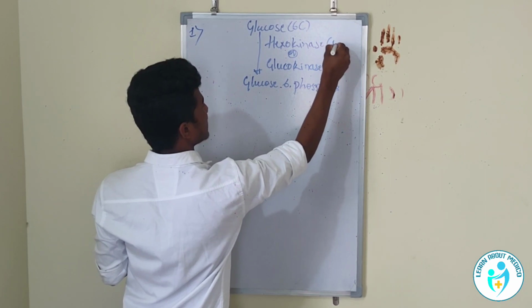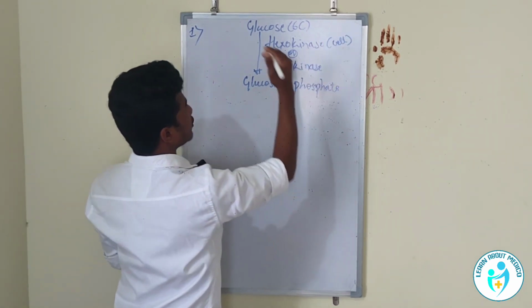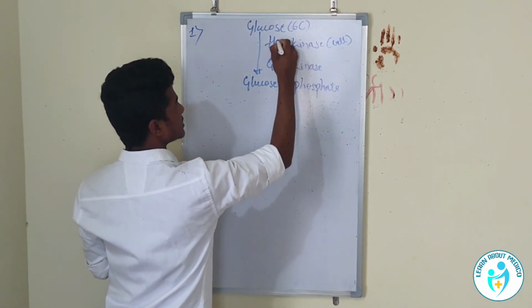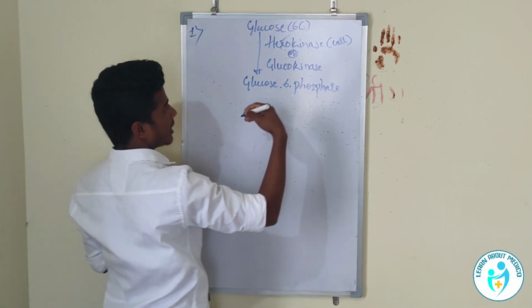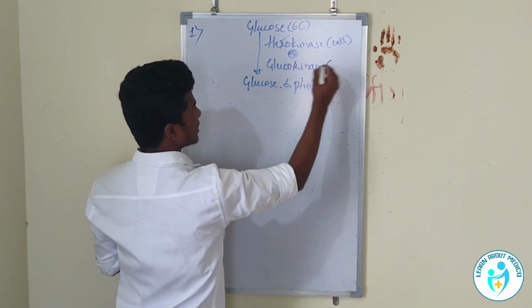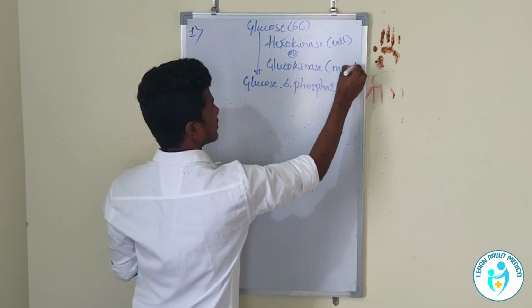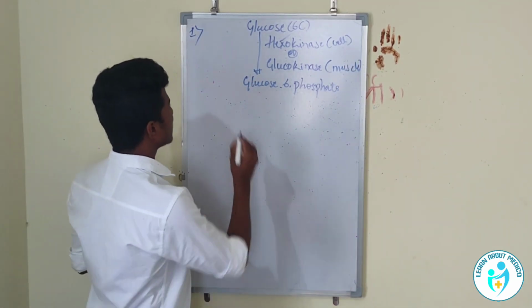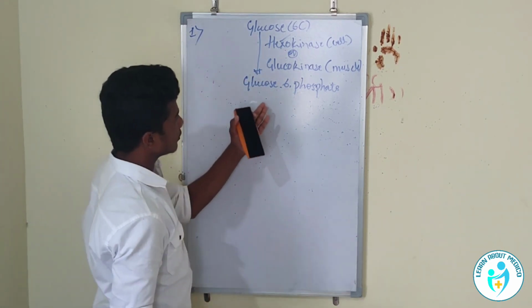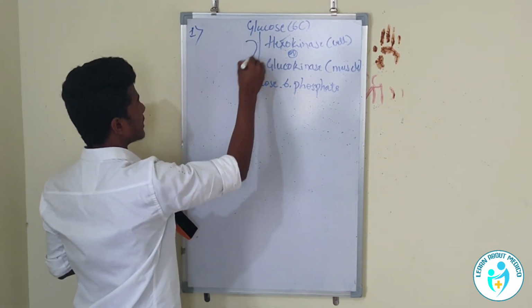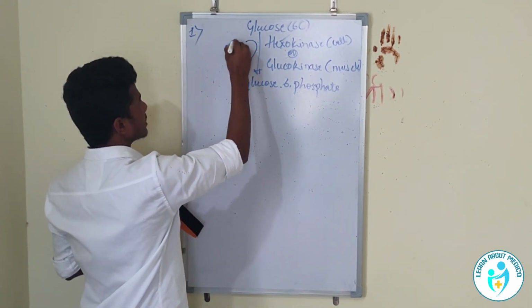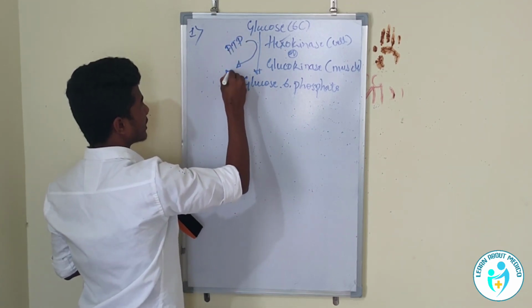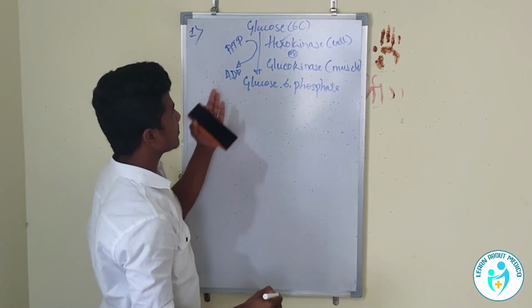Hexokinase helps in the cells. If the breakdown of glucose is occurring in the cells, then this enzyme is going to act. And if it is occurring in the liver, this glucokinase is going to take place. Here glucose is converted to glucose 6 phosphate, during which ATP gets converted into ADP. Okay, this is the first step.